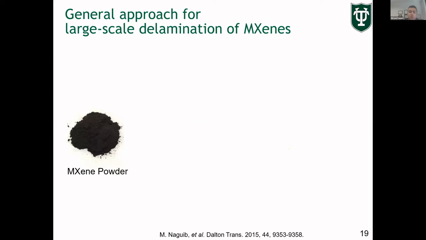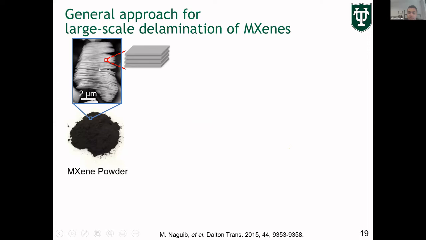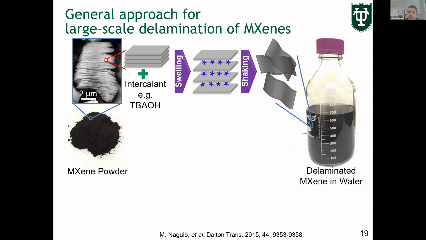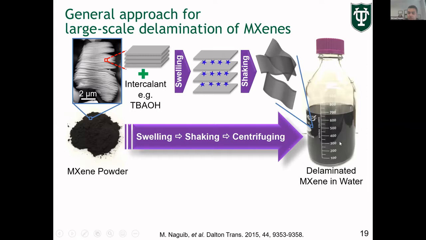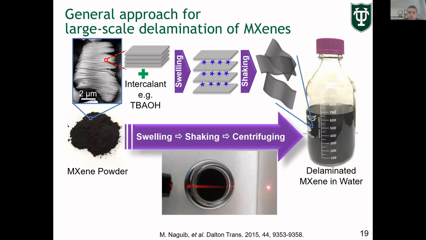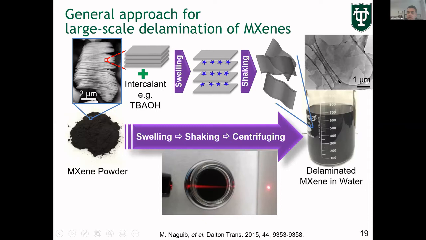So we start with a powder like this, which has a multilayer, accordion-like structure or morphology. Then you intercalate, which causes significant swelling. And then by simply shaking the material in water, you can separate the layers from each other and form this very nice and stable colloidal solution of MXene in water. Even after centrifugation, you can still see it's a black liquid. And you can see here the Tyndall effect, proving that this is a dispersion rather than a solution. Also, the TEM image shows multiple flakes on top of each other, the 2D sheets, I mean.